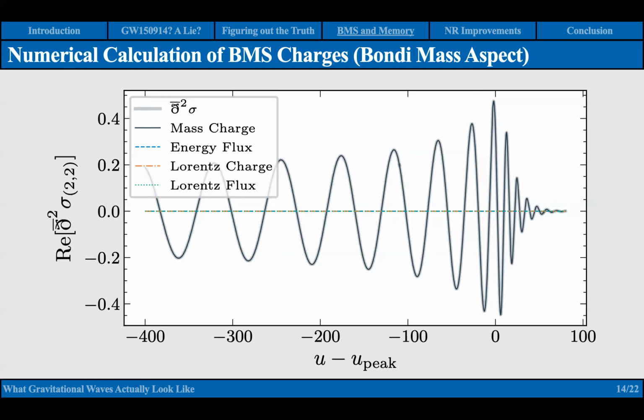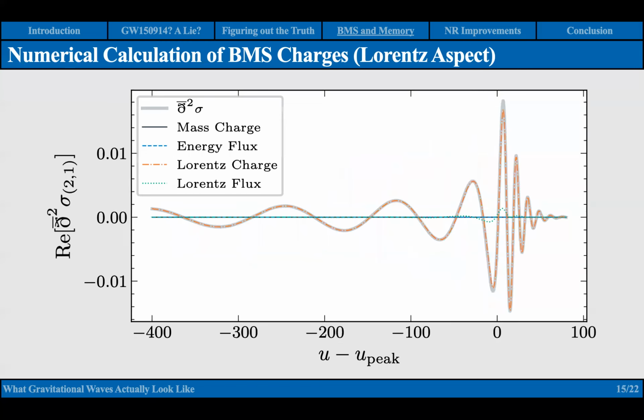And so if we want to look for something that's sourced by, say, the Lorentz charge, we just have to look at a harmonic with magnetic parity, which would be 2-1. And if you look at 2-1, you see a similar thing where the 2-1 mode is sourced almost entirely by this Lorentz charge. There are some other contributions from the flux here, but it's pretty much all sourced by this Lorentz charge.